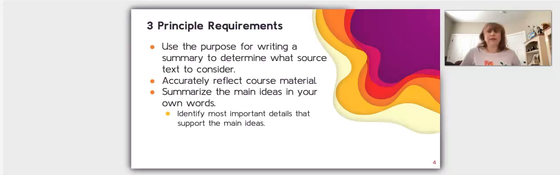You need to reflect the course material correctly. What this means is that not only did you read the document and closely understand it, you know how to accurately describe it, in your own words, paraphrasing, rather than using a lot of direct quotes. You also need to summarize your main ideas. You have to be able to identify the most important details that support your main ideas and then be able to clearly explain what they are.